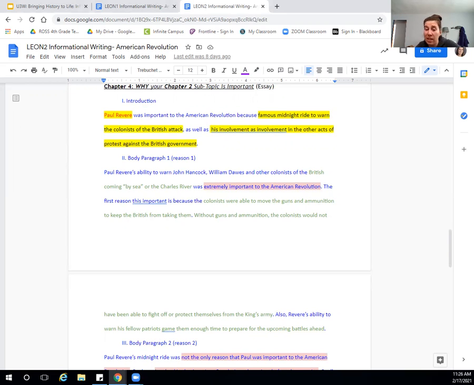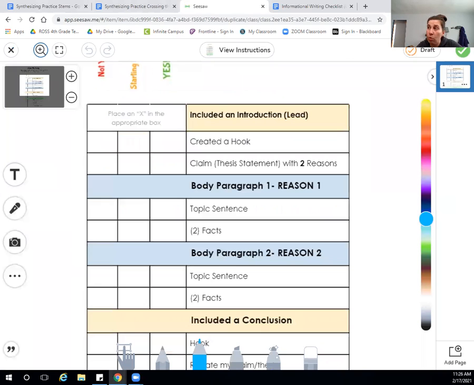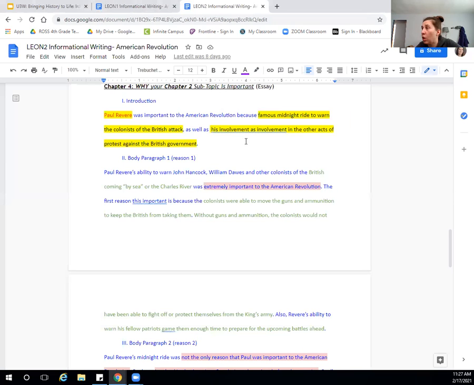Okay, I see a thesis statement. I do not see a hook. So I need to go back and check my checklist and show exactly what I'm noticing here. So I do not have a hook. I did not even start that. But yes, I do have a claim with 2 reasons. And if I'm looking back, my reasons are it's important because of his famous midnight ride and also his involvement in the other acts of government.